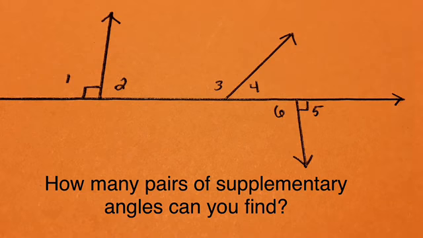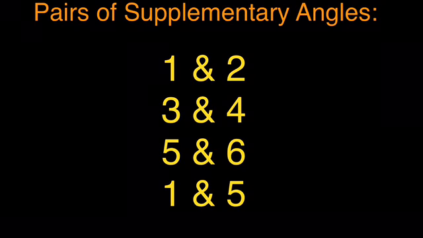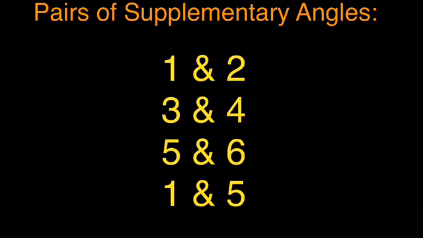How many pairs of supplementary angles can you find? Two angles that measure to equal 180 degrees. Pause the video here to try. The answers: angles 1 and 2, angles 3 and 4, angles 5 and 6, and angles 1 and 5 because both angles are 90 degrees and together they equal 180.